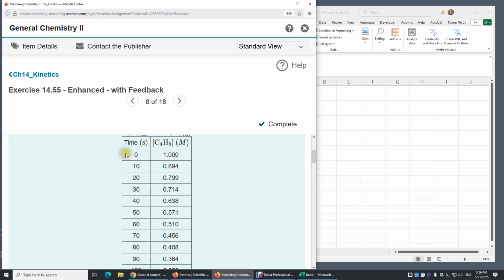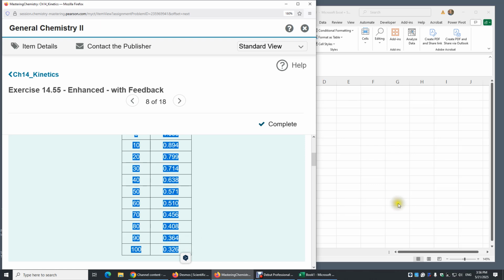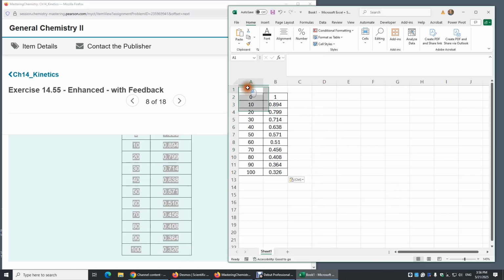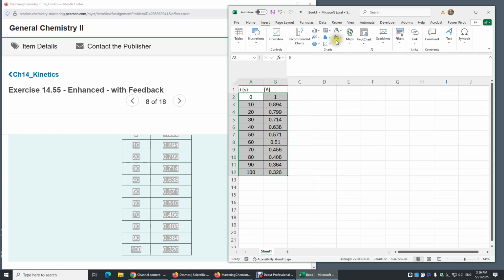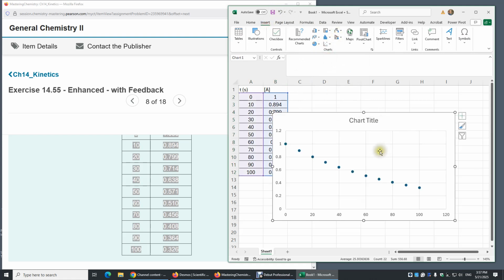So we will just plot the time and the concentration here. Time in seconds and concentration in molar. I'm using A for the reactant, and let's get a rough idea about how the concentration changes. I'm going to select all the data, then insert and choose scatter, and we can see this is not completely linear, so it's not a zeroth order reaction.